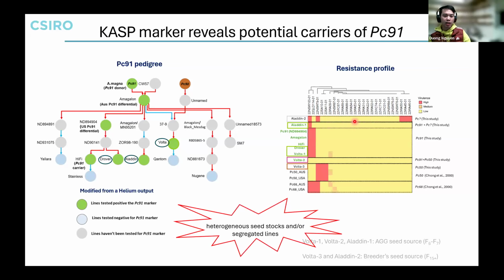So the results I have shown so far for the CAS work on PC91 just indicate an issue with the heterogeneous seed stock, and some of the lines that have different versions in the set may be segregating. So it's important for us to use CAS markers to track down the resistance in the germplasm in the breeding program.